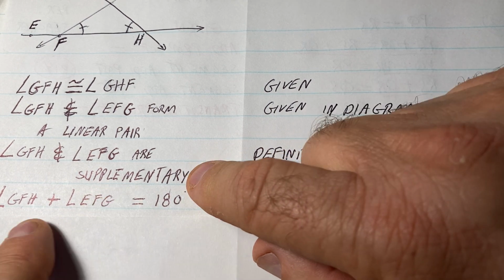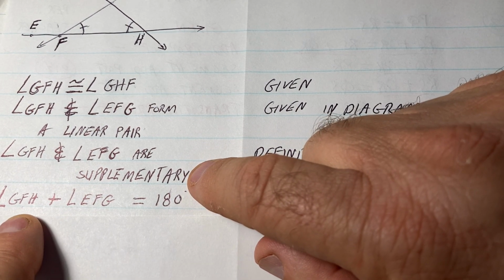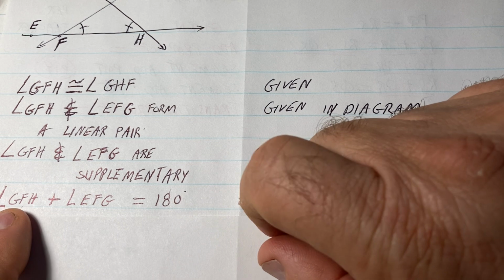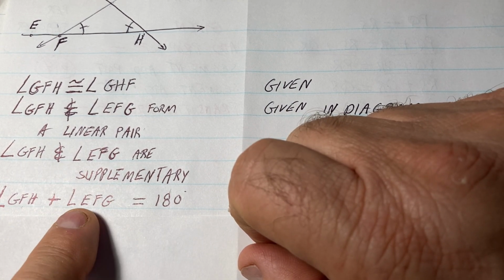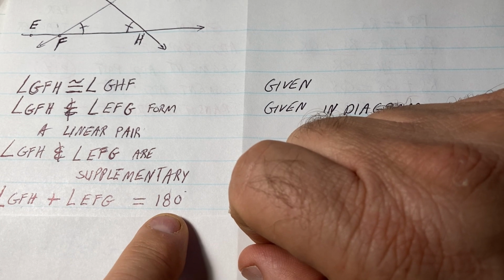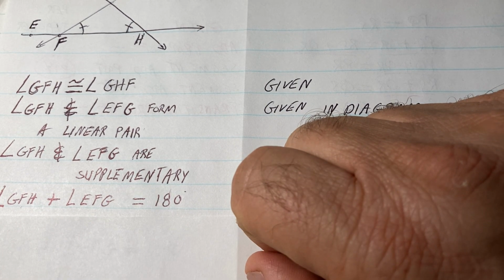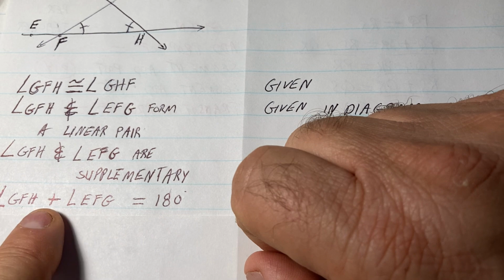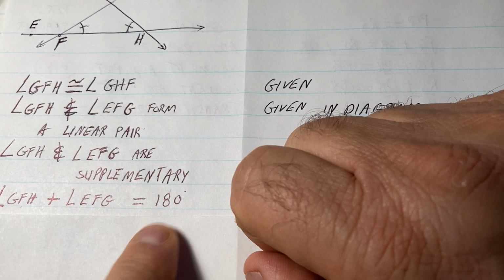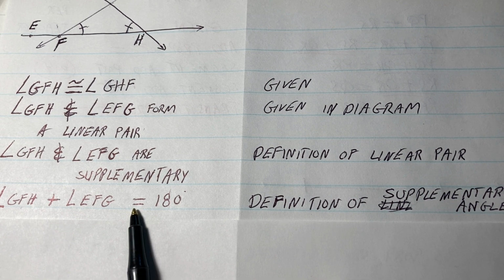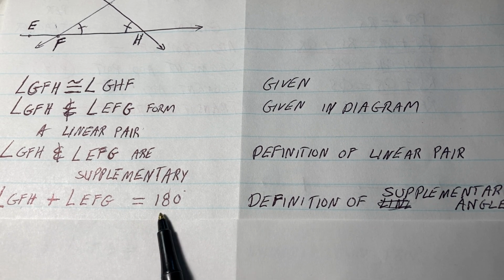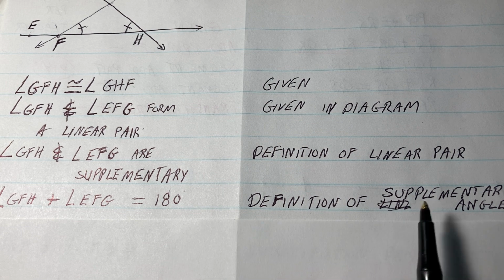Next, if they're supplementary, that means they equal 180. If this angle and this angle are supplementary, that means this angle plus that angle equals 180. What's the definition of supplementary angles? Two angles whose sum is 180 degrees. So that right there is the definition of supplementary angles.